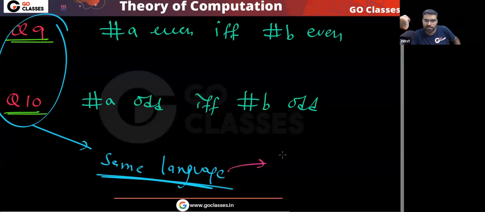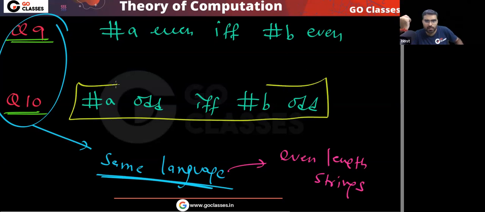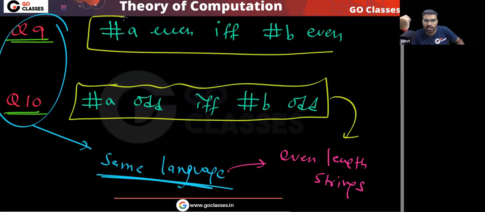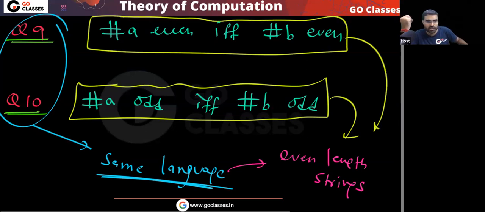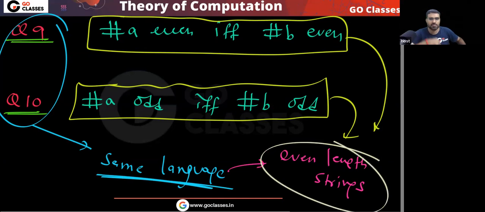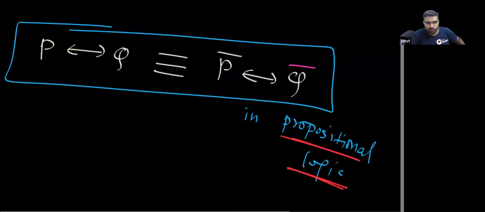And what is that? That is the set of all even length strings. So remember, here also you will get even length strings. You can check, here also you will get even length strings, and here also. So ultimately you are getting even length strings. Okay, is this point clear?